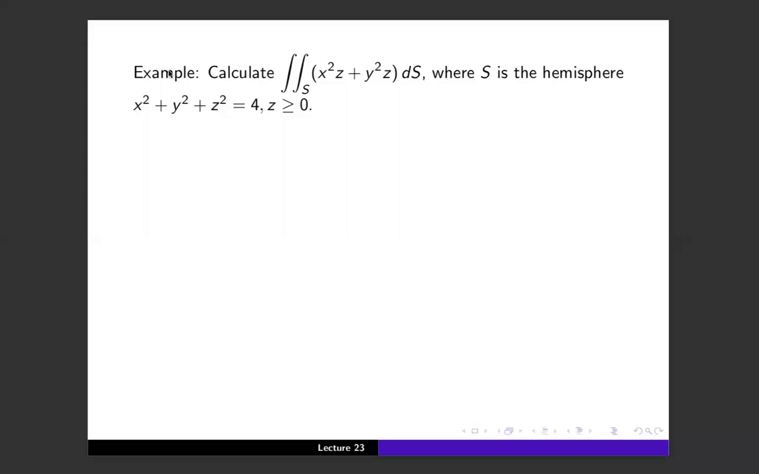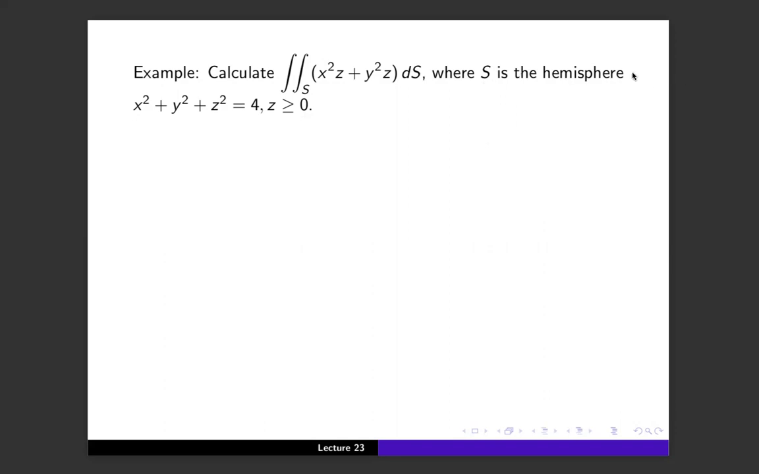So as an example of this, let's suppose that we want to take the double integral of x squared z plus y squared z dS, where S is the hemisphere given by x squared plus y squared plus z squared equals 4, for z being positive. Once again, we want to know what RU is.